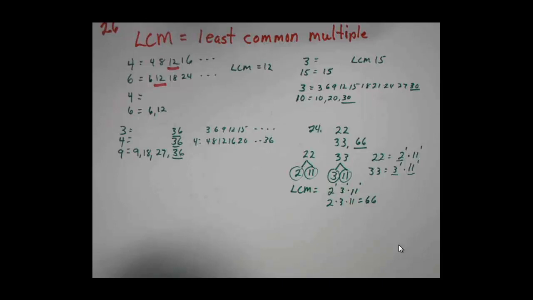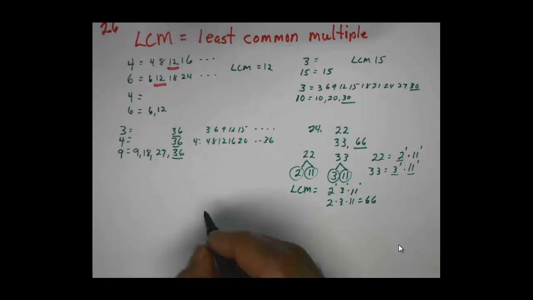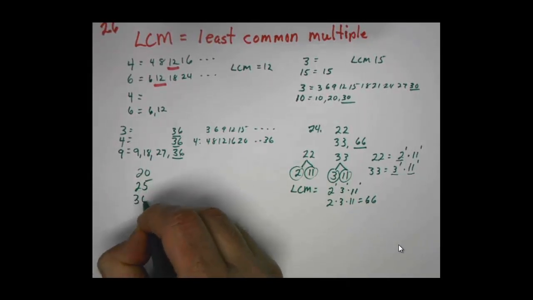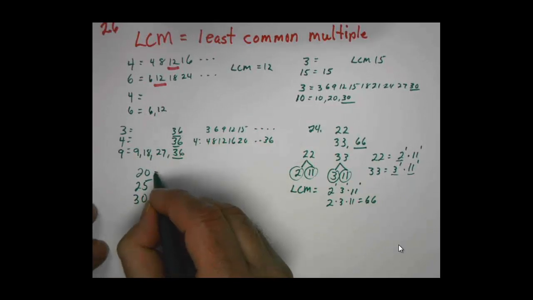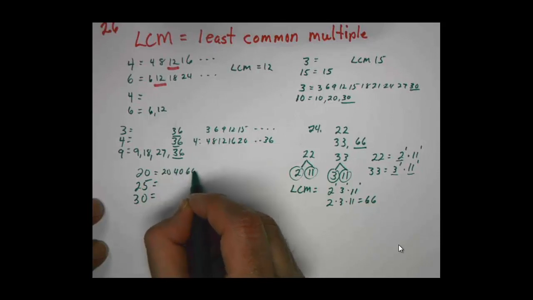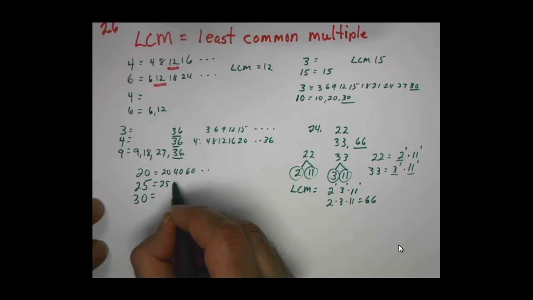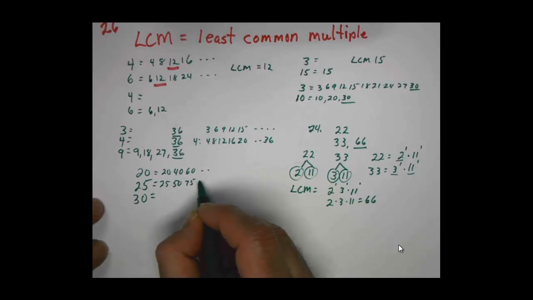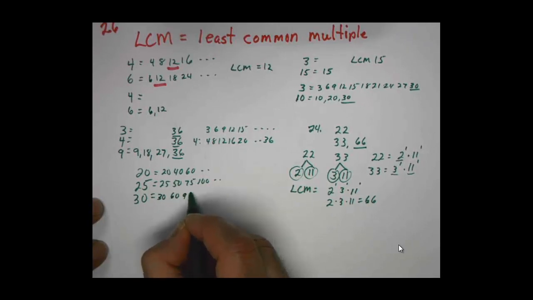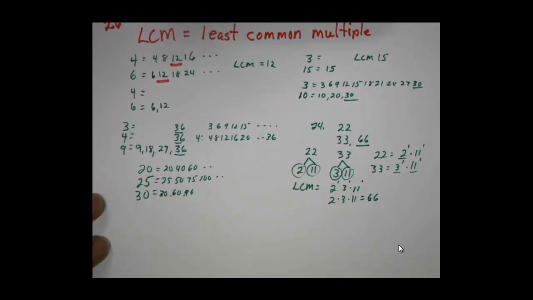So let's say that we had some bigger numbers here. Let's have 20, 25, and 30. Okay? We could do it a couple of different ways. We could write these all out, 20, 40, 60, and so on, and 25, 50, 75, 100, and so on. Or we can do it the prime factorization method.